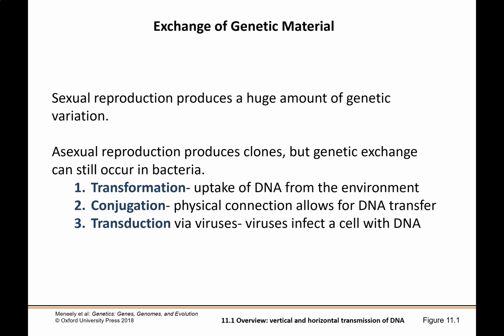So there are three ways in which bacteria take up or acquire new genetic material. One is transformation, where they take up DNA from the surrounding environment. One is conjugation, where there's actually a physical connection between two bacteria and one transfers DNA to the other. And the other is transduction, where viruses actually infect a cell with another cell's DNA.